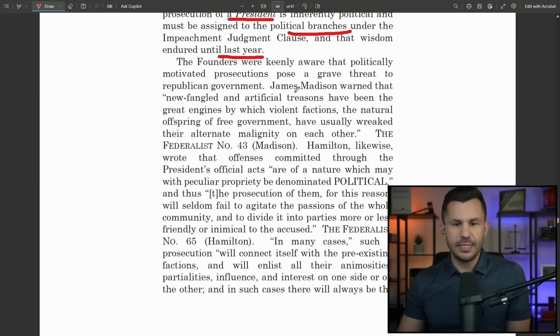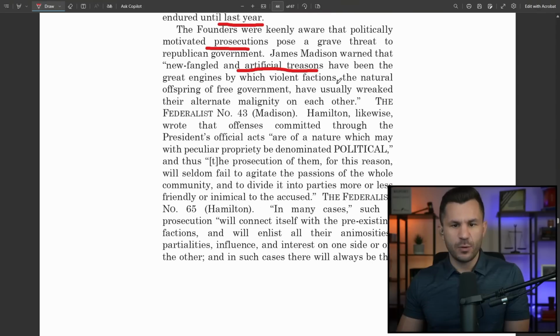Now, the founders were keenly aware that politically motivated prosecutions pose a grave threat to Republican governments. James Madison warned, newfangled and artificial treasons, right? You committed an insurrection. Artificial treasons have been the great engines by which violent factions, the natural offspring of free government, have usually wreaked their alternate malignity on each other. So a free government creates powerful factions. Those powerful factions will then blame one another for committing treason, and they'll make it fake treason, when we're living through it literally right now with this insurrection thing. Federalist number 43. Madison can see it.